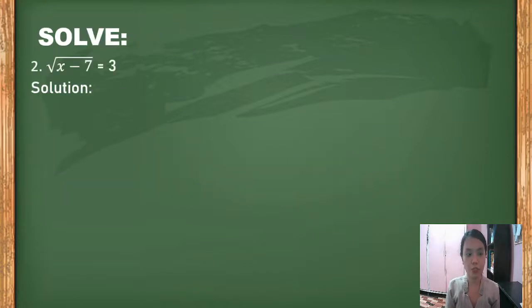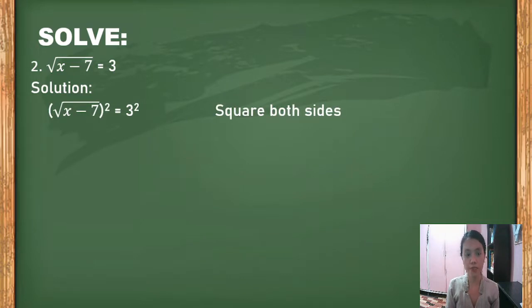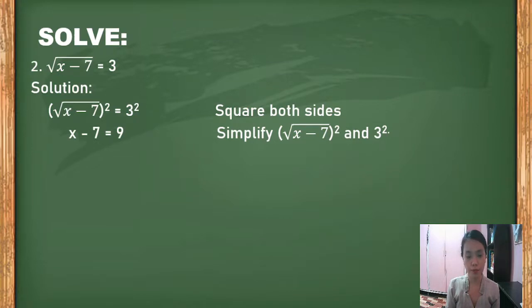Next, number 2, square root of x minus 7 equals 3. So, again, ang index natin ay 2. So, square natin on both sides. When you square them on both sides, wala na si radical symbol. So, we have x minus 7. Sa kabila natin, 3 squared is equal to 9. So, we have x minus 7 equals 9.